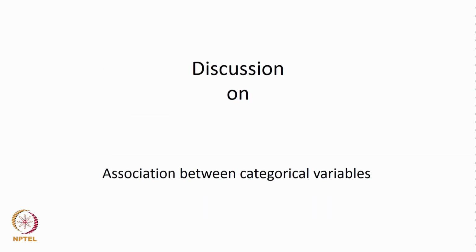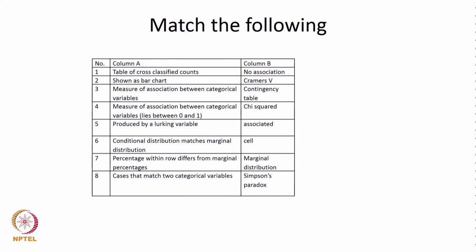Now, let us have a discussion on association between categorical variables, and let us start with match the following. Column A has about 8 pieces of information which have to be matched with column B. A table of cross classified counts is called a contingency table, as we have seen. There is a cross classification across two types of categorical variables. A marginal distribution can always be shown as a bar chart. For a measure of association between categorical variables, we could give chi-square or Cramer's V, and the example is chi-square.